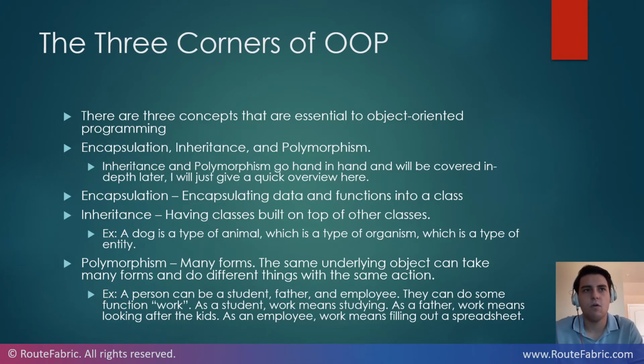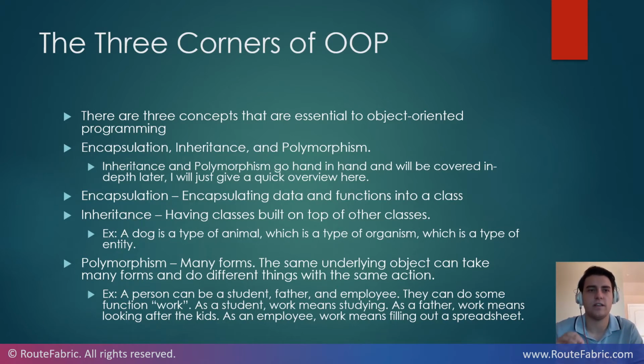All right, so the three corners of object-oriented programming. There are three main concepts that we need to understand that are absolutely essential to object-oriented programming. Those three concepts are encapsulation, inheritance, and polymorphism. Inheritance and polymorphism go hand in hand with each other, and this will be covered later. I'll just give a quick overview here. Those are a little bit more complicated, and in order to get those down, we really need to understand encapsulation first before we can get to inheritance and polymorphism.